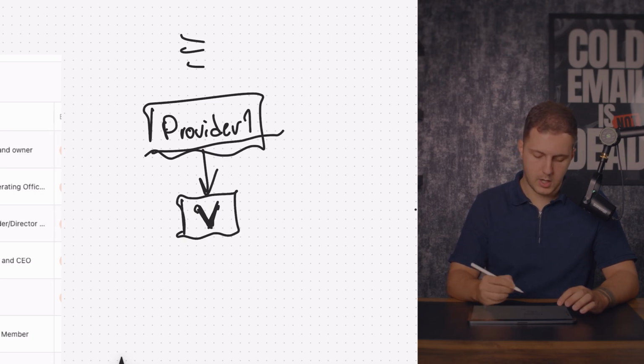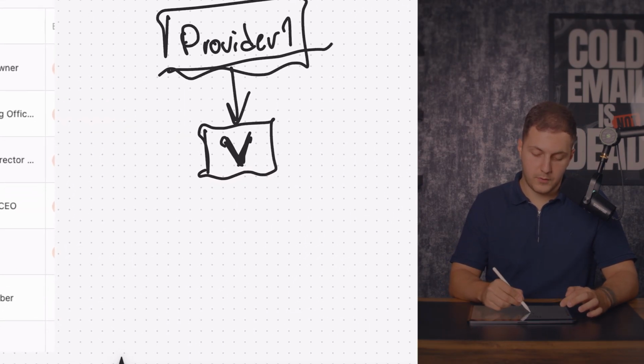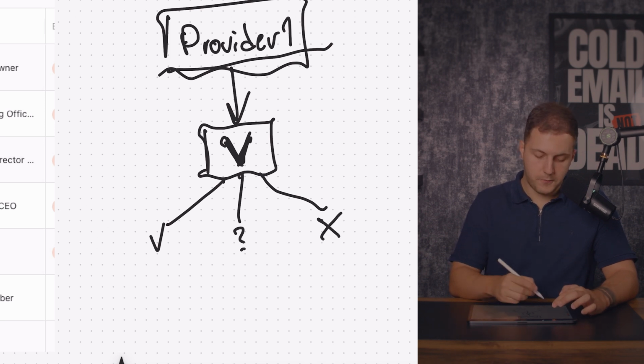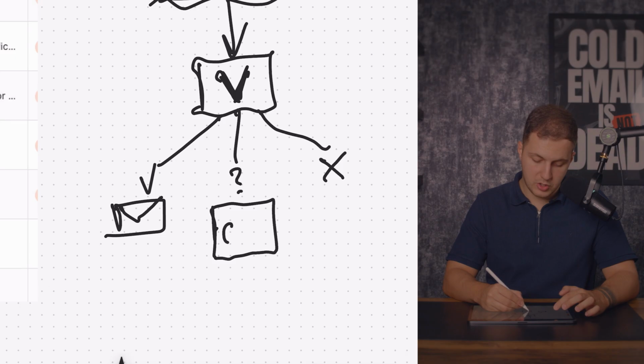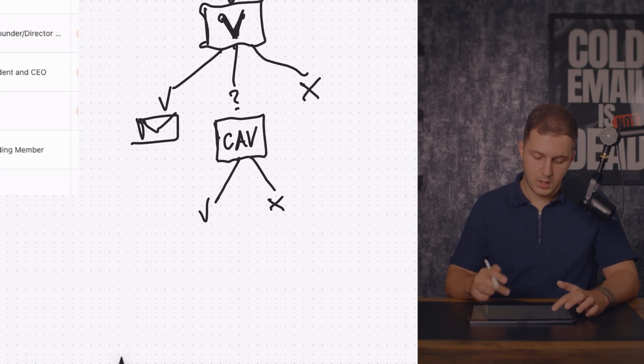V for verification. There are 3 possible outputs when it comes to email verification: valid email, risky or catch-all email, and invalid email. Now, if the email is valid, we save it to the list. If the email is risky or catch-all, we want to perform a second layer of verification, which is catch-all verification. And there are 2 possible outputs. Email is either valid or invalid. If it's valid, we save it.